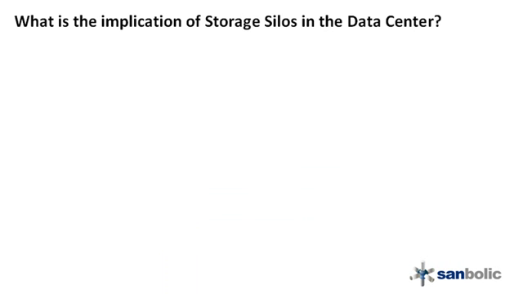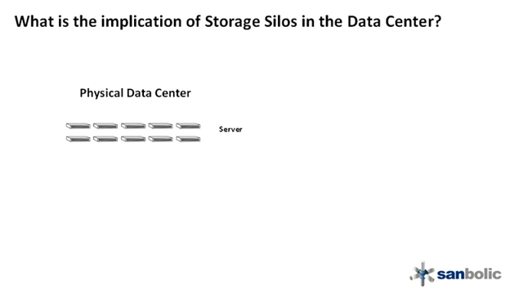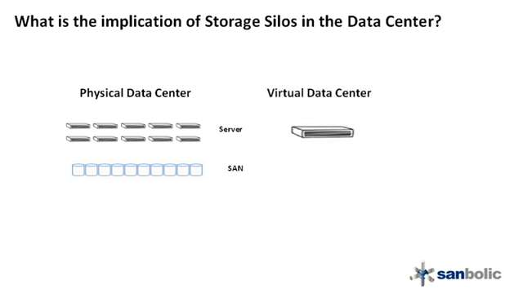Let's look at the implication of storage silos in the virtual data center. First, in a physical data center, if we have 10 servers to manage, there will typically be 10 or more SAN application volumes to manage. In a virtual data center, the 10 physical servers can be consolidated to one server. However, there are still 10 SAN application data volumes to manage. With Hyper-V, there may be 10 virtual machine volumes to manage. Application data volumes may need to be manually moved after a VM migration, and storage volumes for VMs may need to be administered locally.